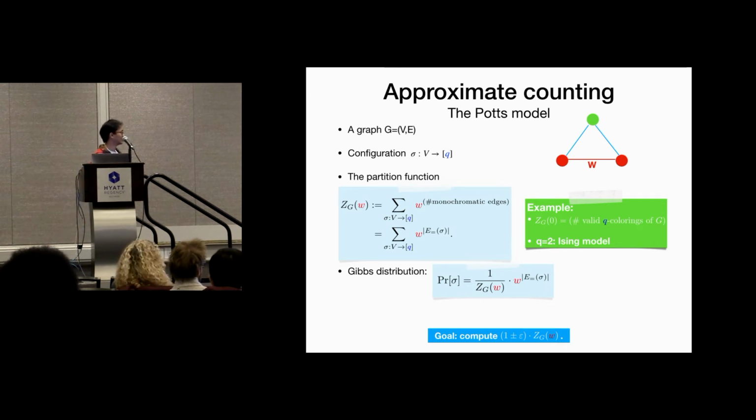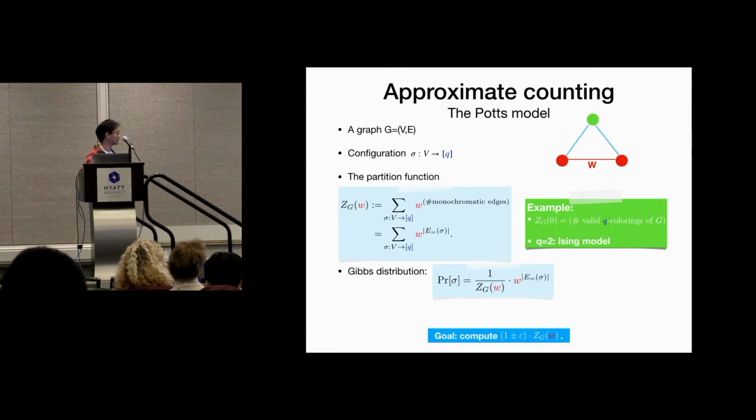Okay, so for the Potts model, there are two important special cases. When W equals 0, this partition function is actually a polynomial in W, and the constant term, when W equals 0, corresponds to the number of Q-colorings. This is like saying we are forbidding all monochromatic edges.